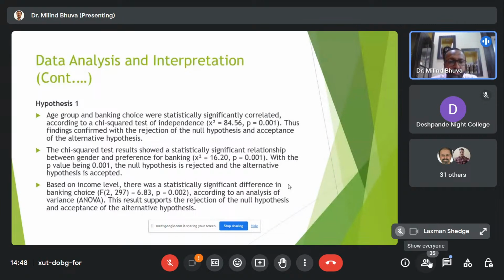So I was just on hypothesis one. The first parameter, age, has already been analyzed. The second was understanding the relationship between gender and the preferences of banking. Here also the p-value was 0.001, which means that the null hypothesis is rejected and the alternative hypothesis is accepted. The third parameter was income level, and how income level and the preference of banking are significantly related. Here ANOVA was used, the value was 6.83 and the p-value was 0.002, which led to a rejection of the null hypothesis once again and the acceptance of the alternative hypothesis.